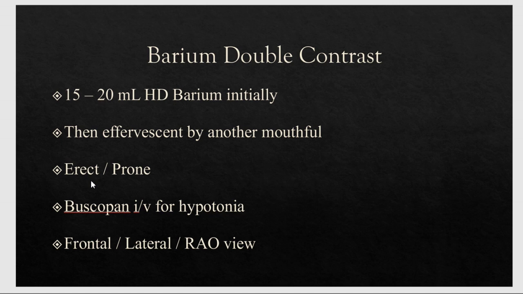The position of the patient is usually erect or prone. In these type of patients, while doing double contrast, we usually give Buscopan IV sometimes to induce hypotonia in the esophagus, right? And it facilitates this barium double contrast study. Usually the frontal, lateral view or right anterior oblique view is taken. These are the various views that are recommended during barium double contrast swallow study, barium swallow.